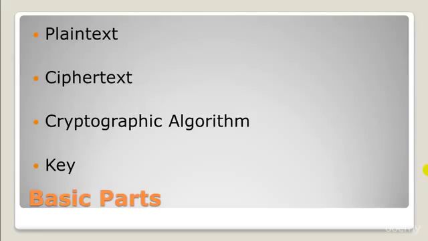After that, we have the final part, that is the key. It is a mathematical value or formula or process that determines how a plain text message is encrypted or decrypted. The key is the only way to decipher the scrambled information. And yeah, these are the four parts of cryptography and how it looks.